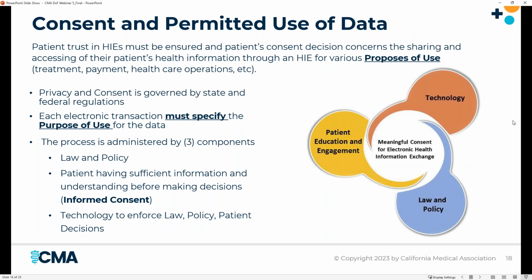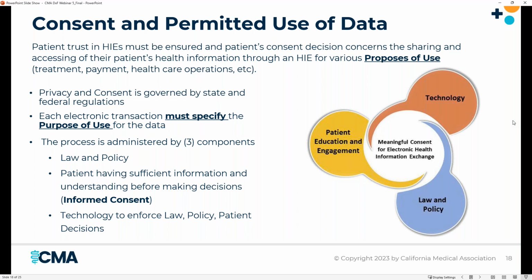So now we're going to look at how consent plays a role and how the permitted use of data, in essence, is tied to that entire consent process. So one, the regulations are going to be established either by the federal government or by the state, right? And these two things can both live at the same time in parallel. And with each transaction, a purpose of use has to be specified for why you're consenting for this specific piece of data or information to be used, right?